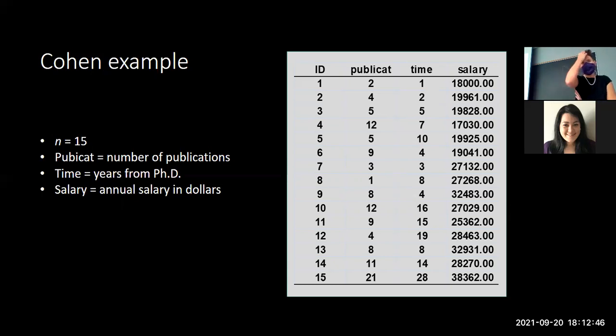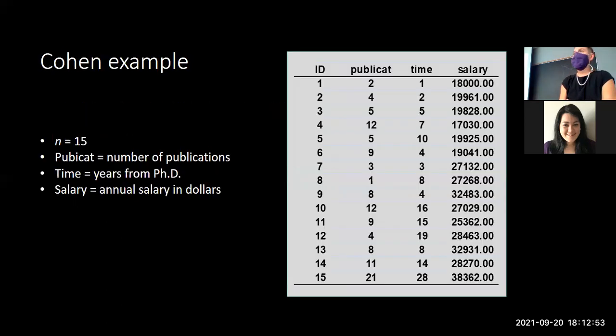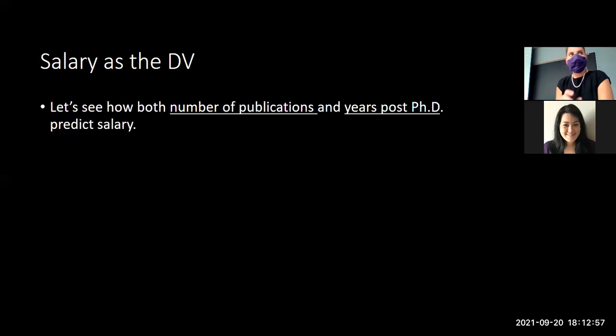All right. So now, instead of predicting number of publications, now I want to predict salary. So let's look at how numbers of publications and years from PhD predict salary. I'm going to do both.